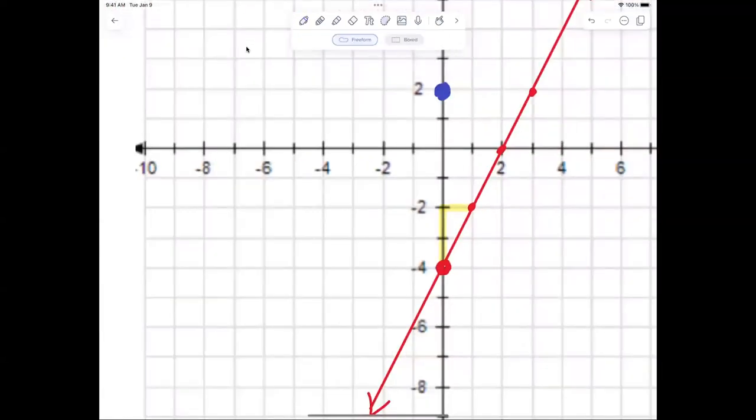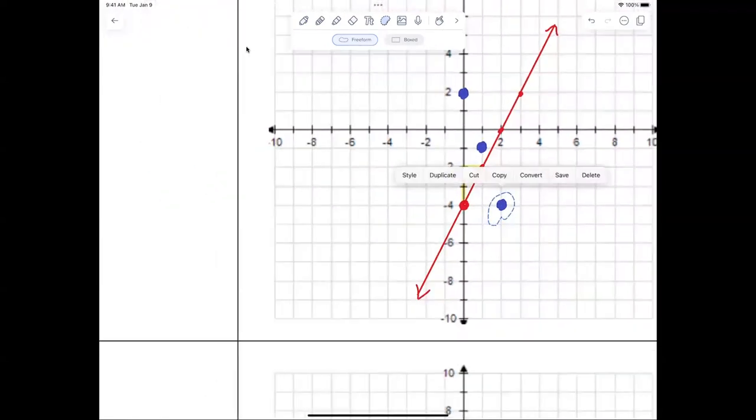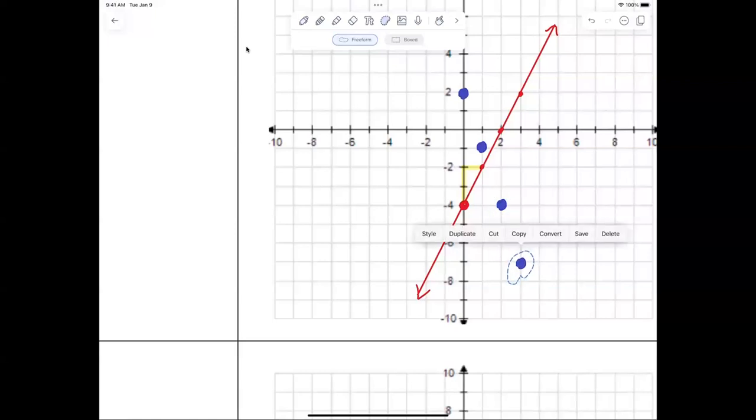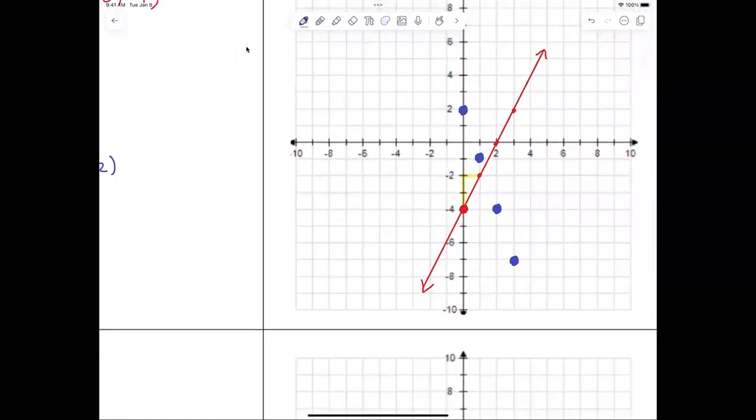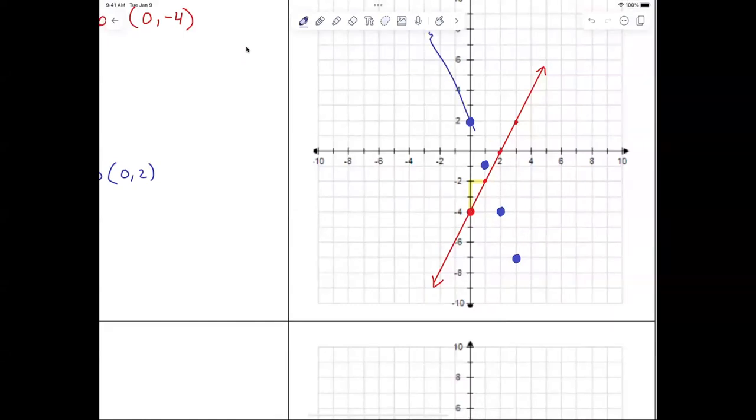So from this point right here, I go down 3, 1, 2, 3, then to the right 1, down 3, 1, 2, 3, to the right 1. Now you get a good indication of the graph. If you want to just keep doing 1, 2, 3 over 1, do you have to do that many points? No, it's just to help you draw the line a little better. So now draw the line. That's what you're trying to do.